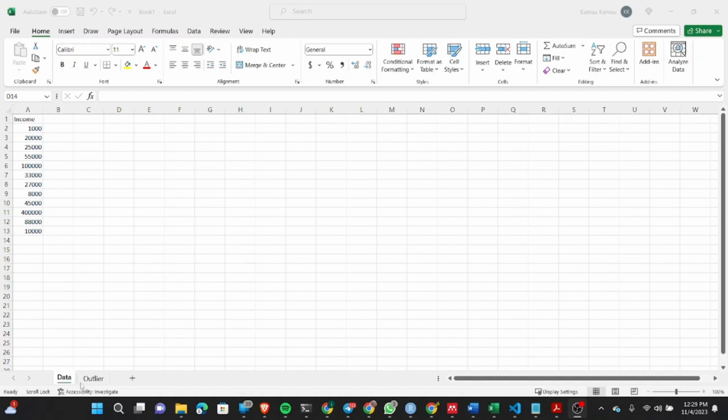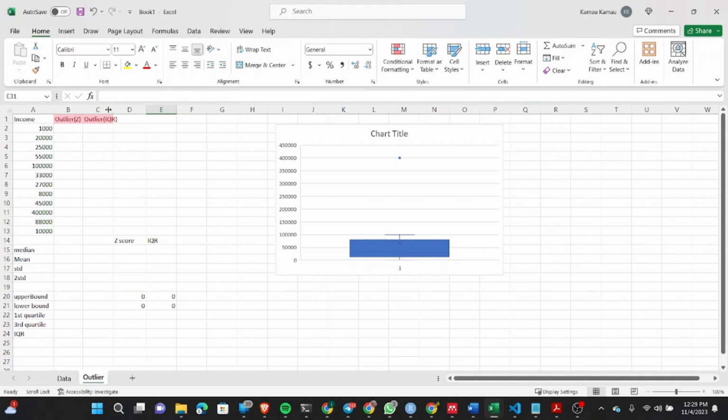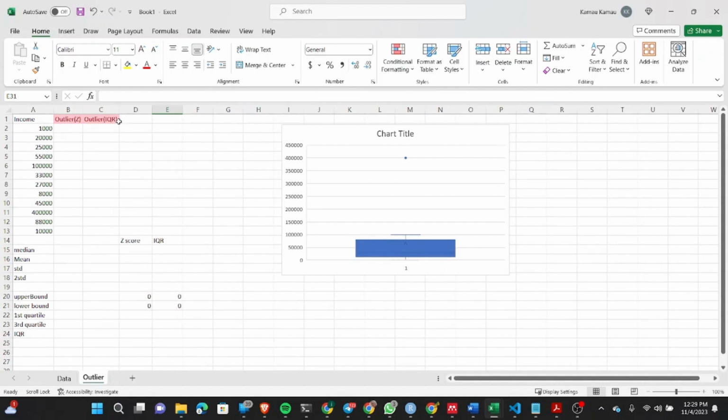So with this data, I've created this sheet called Outliers, and I want us to use two methods. We want to use the Z-score method, and we want to use the IQR method that is normally used by box plots.